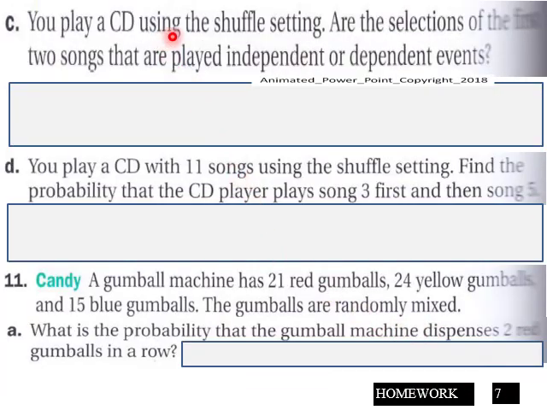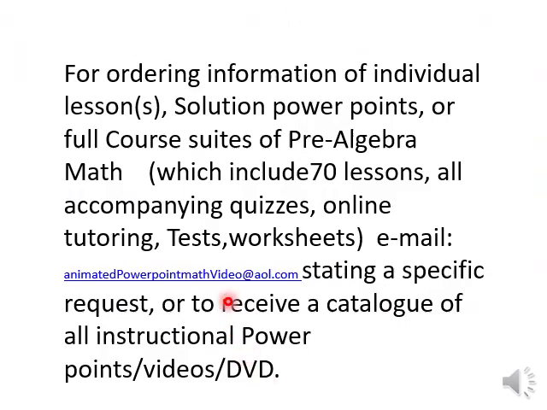And then page 7, again, CD, independent or dependent events here for C. D, find the probability that the CD player plays song 3 first and then song 5. And then number 11 here, candy, gumballs are randomly mixed. What is the probability that the gumball machine dispenses 2 red gumballs in a row? So what would the probability of that be? And put that here. For page 7, you got 12 points here, and that is your 11.9 homework for pre-algebra math.